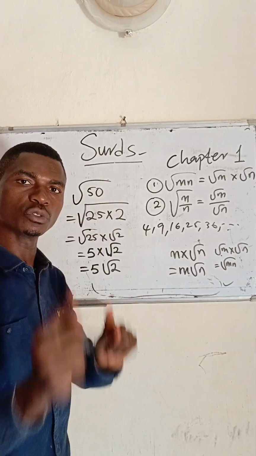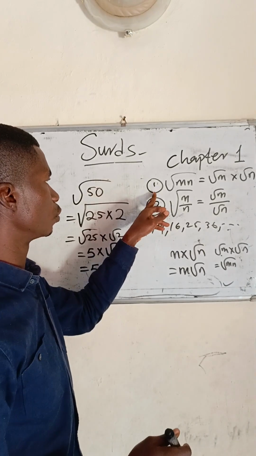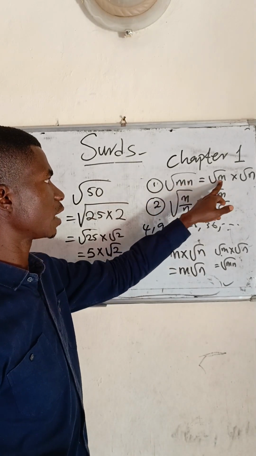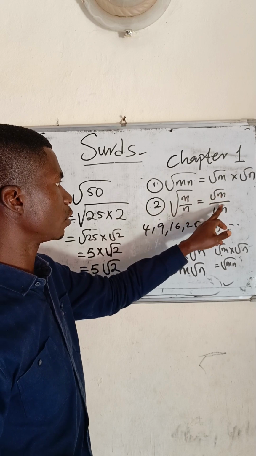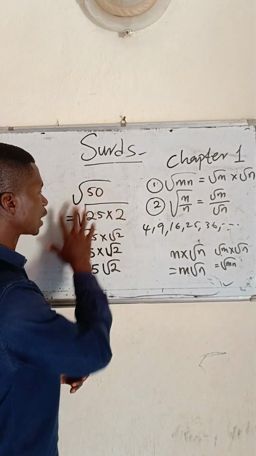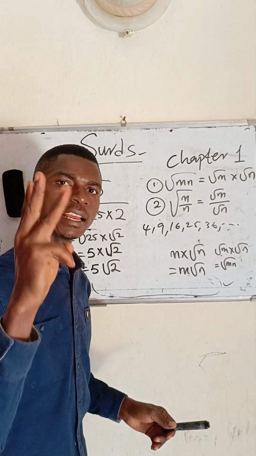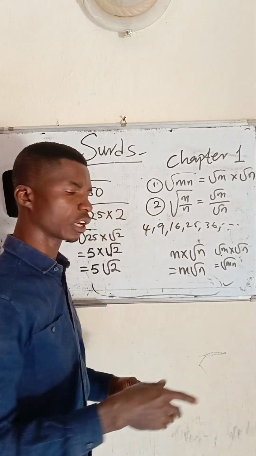I'm going to teach chapter 2. Just follow me carefully. You're going to understand everything about surds. So I'm giving you the first rule: if you have root of mn, this is the same thing as root m times root n. And if you have root of m divided by n, this is the same thing as root m divided by root n. That is a rule of surds. So if you understand this, please drop 3 examples of irrational numbers for me.